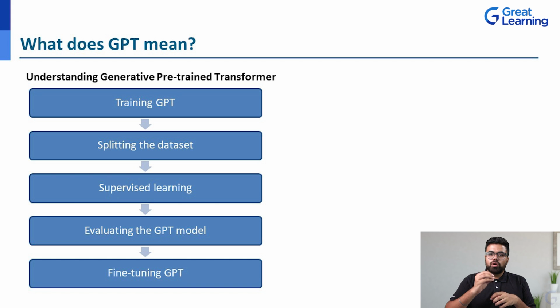So, "Ram is going to do dash." Now it has to predict what it is. So this is how it works. Next word prediction is the first step in training the GPT. Now this process is repeated a lot of times, over and over again.